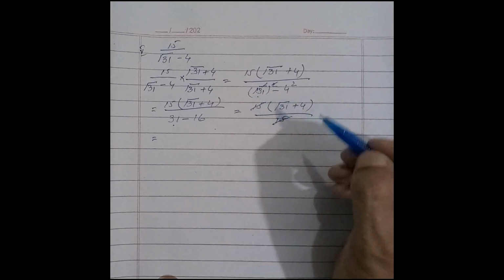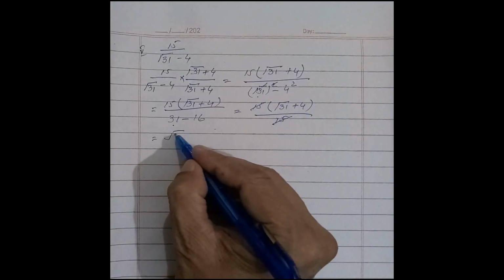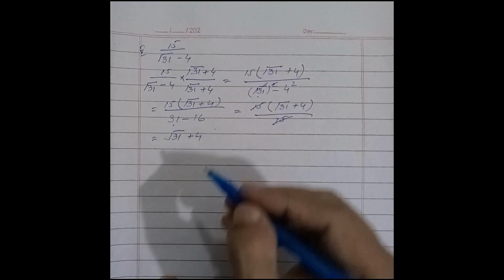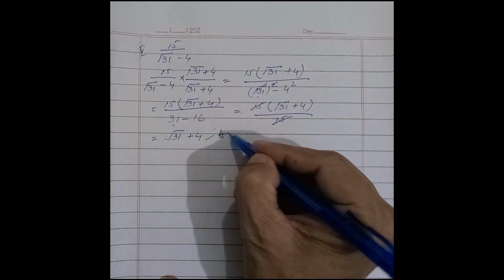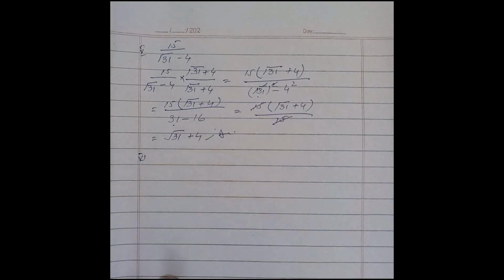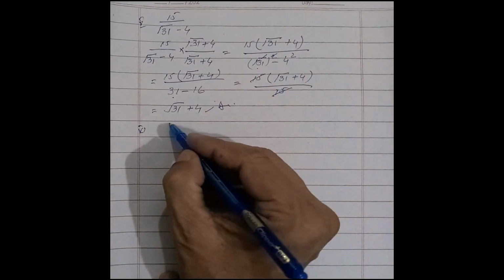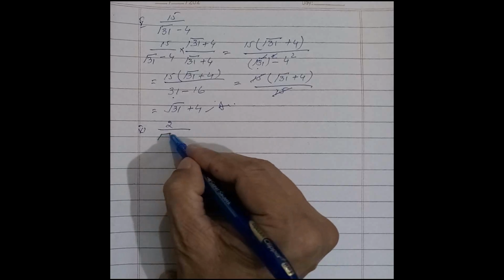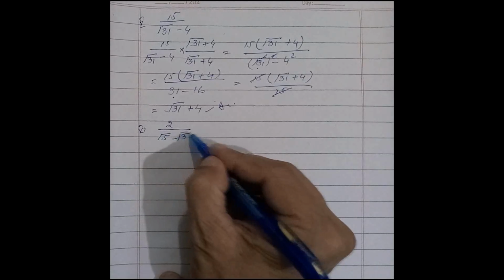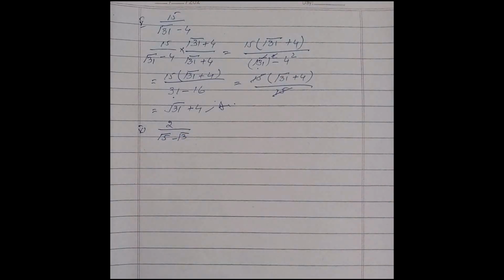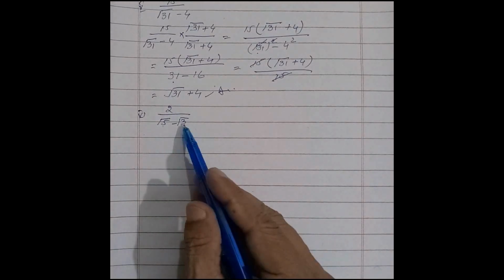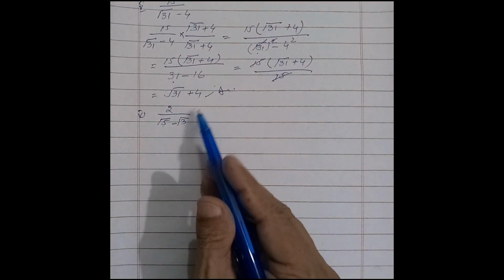In this question, 15 cancels with 15 and we get square root 3 plus 4 as the answer of the fifth part of question 1. Next, the sixth part, which is 2 over square root 5 minus square root 3. Now we simplify the denominator: multiply the conjugate of the denominator with the numerator and the denominator.